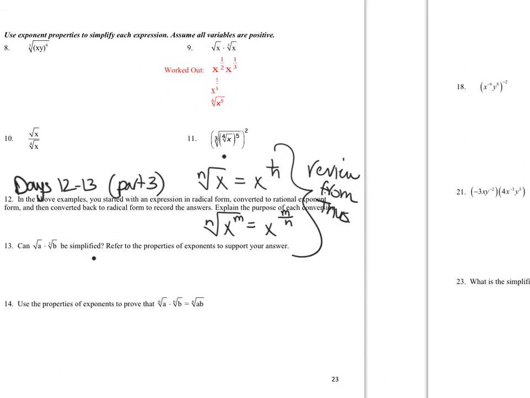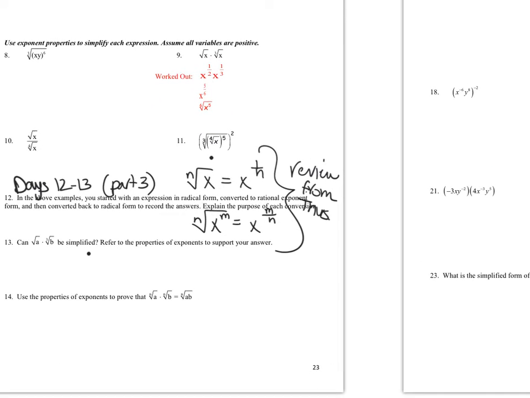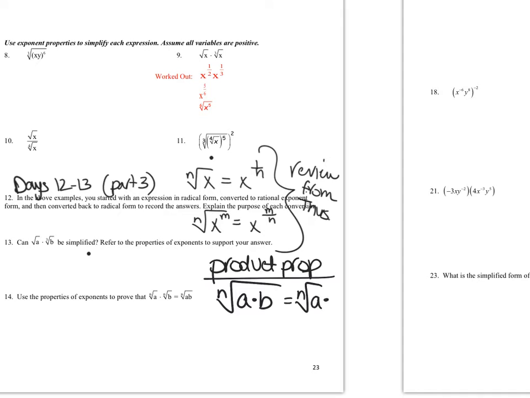So we can just do this off to the side. So your product property of radicals tells us if we have the nth root of a times b. So notice a times b, they are not like bases. That is the same thing as the nth root of a times the nth root of b. And you can go both directions with that, okay?